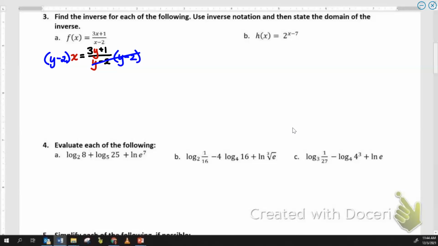Domain. What would I be allowed to use for x there? All positive numbers. So everything strictly larger than 0 up to infinity. What would my range be here? What are the possible outputs? All real numbers.